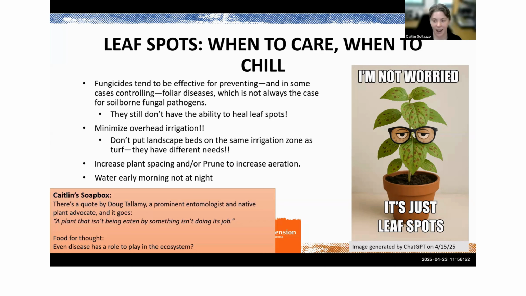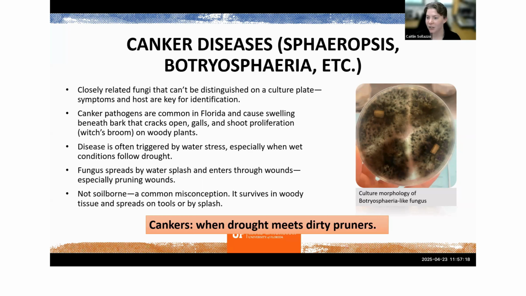All right. I will take a second, see if we have any questions. If not, we're moving past leaf spots. These are the easy ones. It only gets harder from here. So we're going to start with canker diseases.